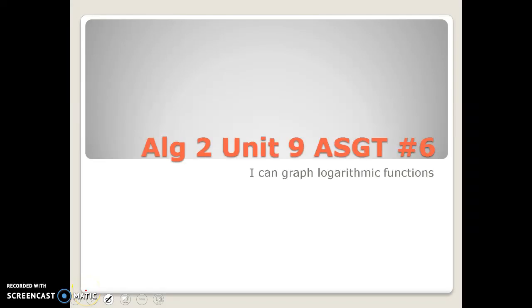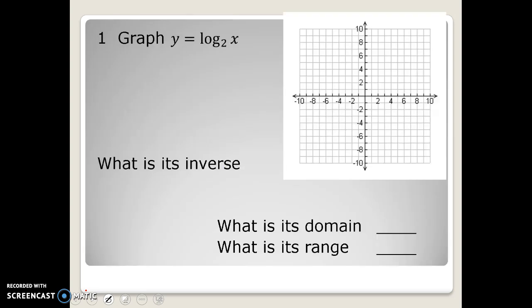All right, so now that we know what logarithmic form is, what we're going to do is look at the logarithmic functions and just see what their graphs look like so that we can see how they behave with certain numbers. Let's go ahead and start by taking a look at this example. We're going to graph y equals the log base 2 of x.